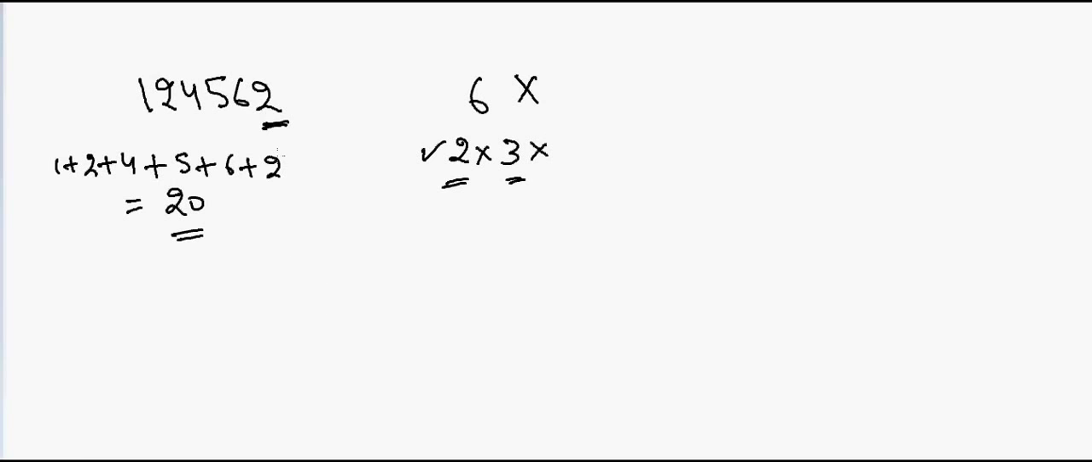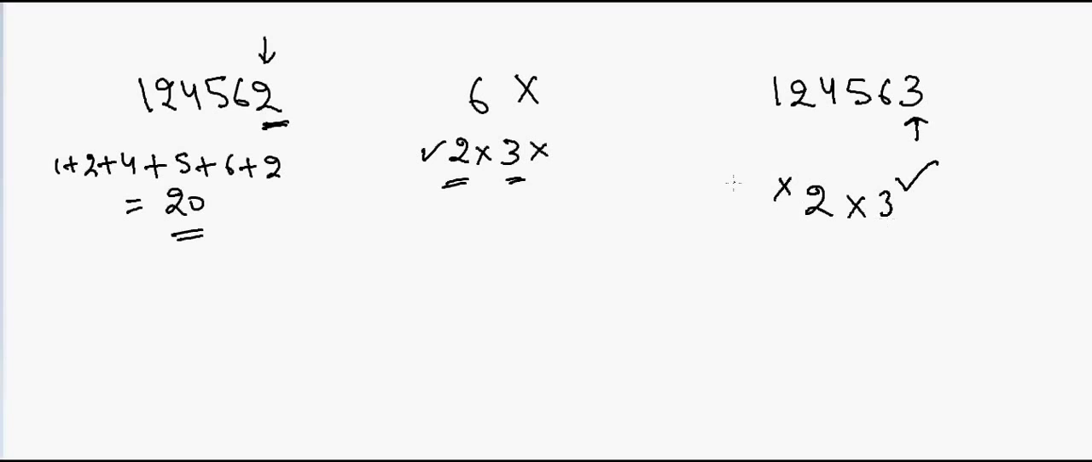We can modify this by adding one more number. So if I add one more number here, then it will become 1 2 4 5 6 3. But now this number is odd, so it is divisible by 3 but not by 2. So still, if we talk about 6, it will not be divisible by 6.